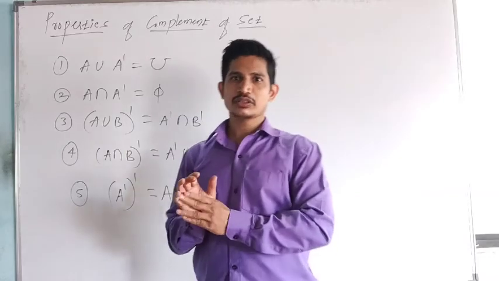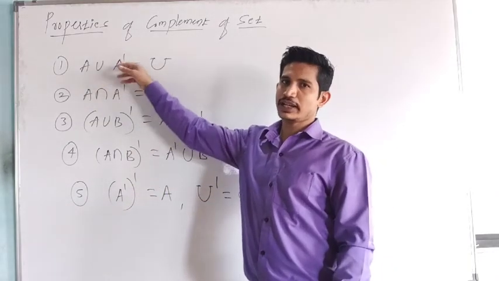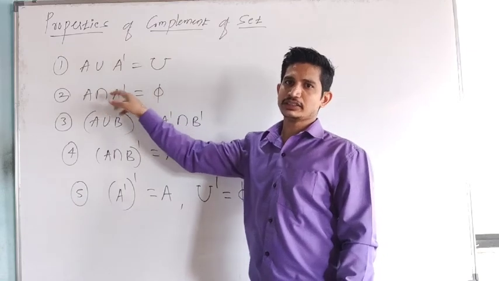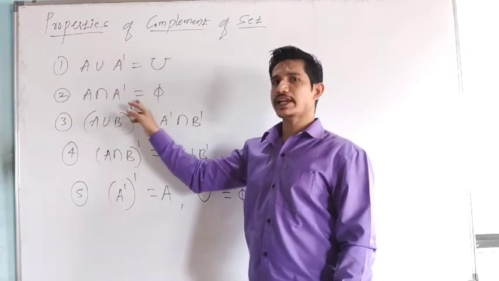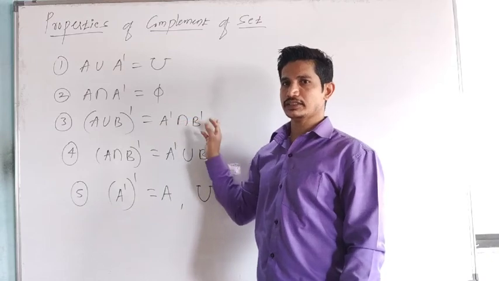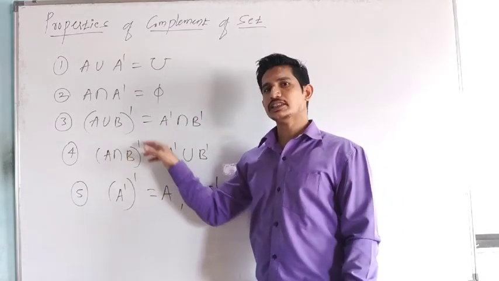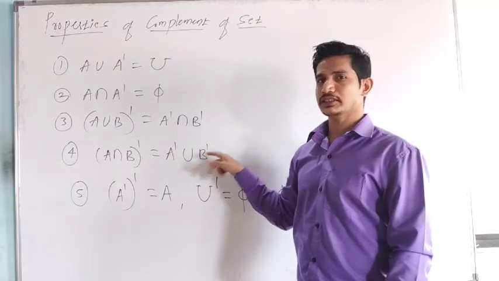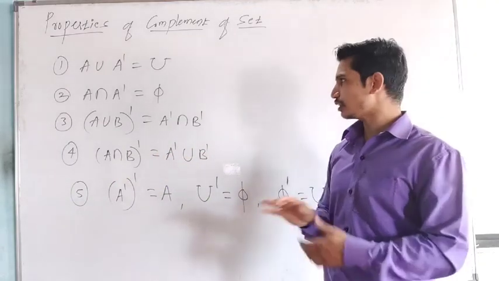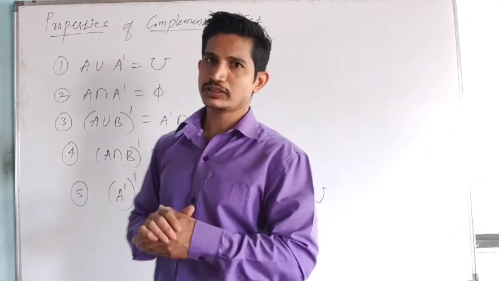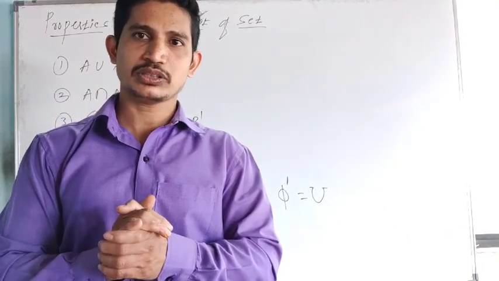Okay, and A dash its dash is A. So always remember these properties once again. A union A dash is U. A intersection A dash is phi, the empty set. A union B its dash is A dash intersection B dash. If union is there, intersection will come. A intersection B its dash is A dash union B dash. If intersection is there, union will come. These are the basic properties for the complement. These properties are very important to solve exams. Okay. Yes. Thank you.